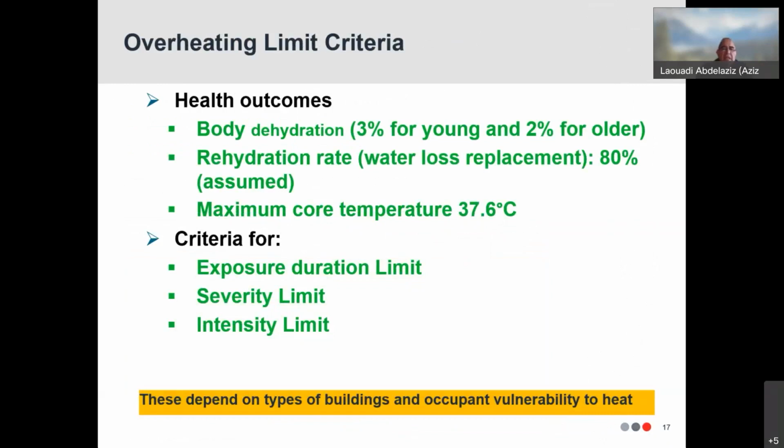Overheating limiting criteria: we use the health outcomes, basically limiting body dehydration to 3% for young adults as set in the ISO standard, and 2% for older people. Rehydration rate was assumed to be 80% in typical indoor conditions, and the maximum core temperature is set to 37.6 degrees, which is lower than the 38 degrees used in occupational health and safety standards. The criteria for overheating basically limit the exposure duration, severity, and intensity, and these will depend on the types of buildings and occupant vulnerability to heat.